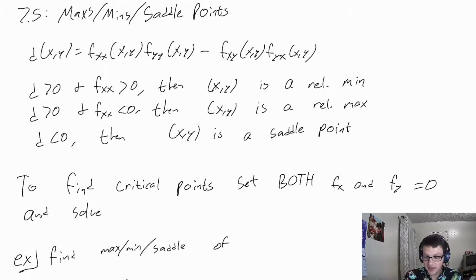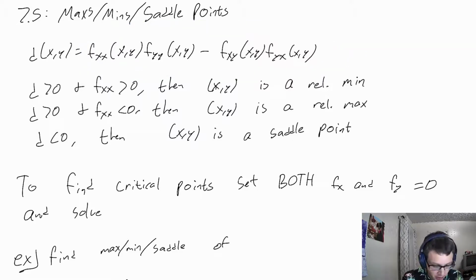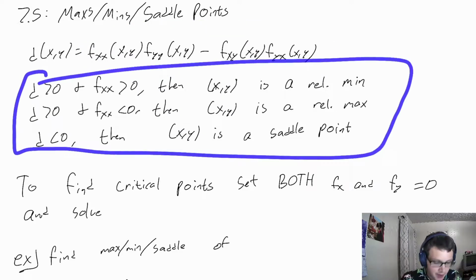And then we moved on to the very last section that we're going to cover, section 7.5, which is all about maximums, minimums, and saddle points of multivariable functions. And we introduced this new concept, this function d. It's called a Hessian, and it's complicated. But essentially what we need to do is find 4 second partial derivatives, fxx, fyy, fxy, and fyx. And we throw them all together into this thing here.